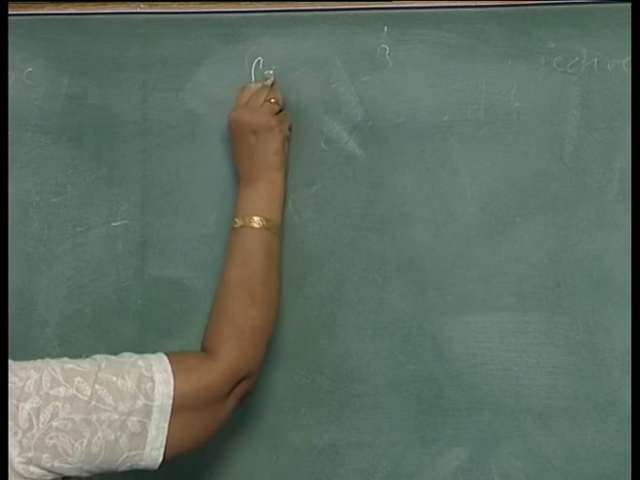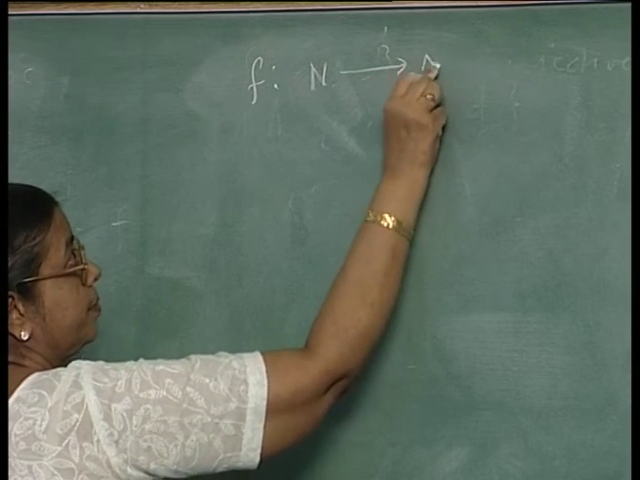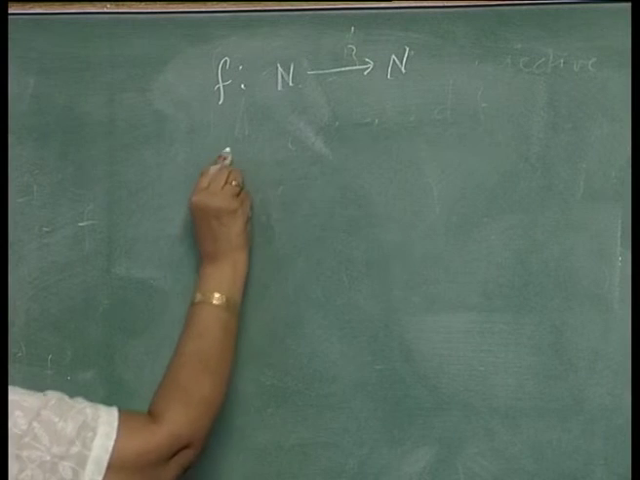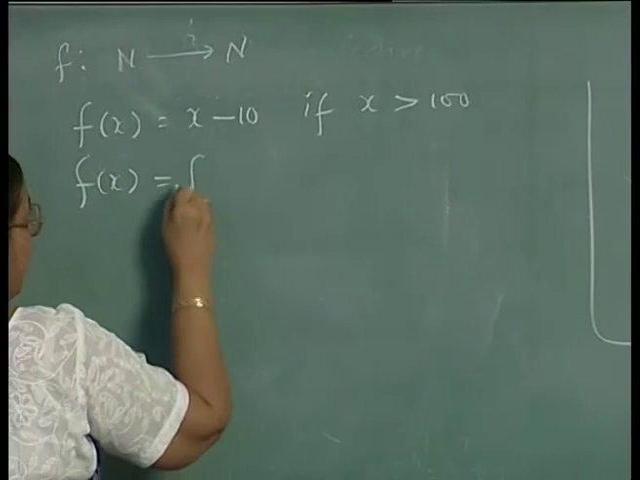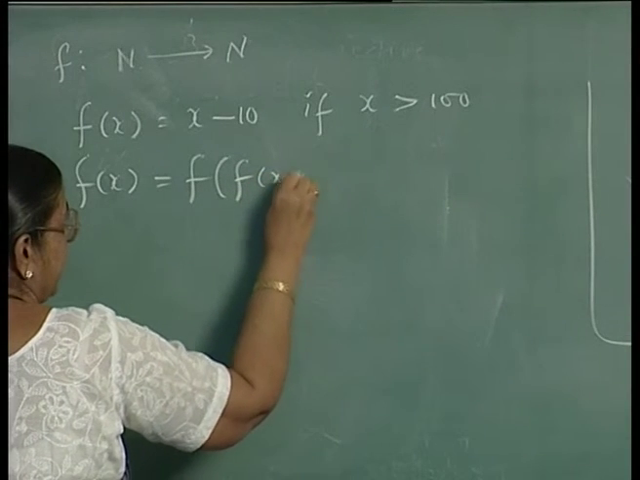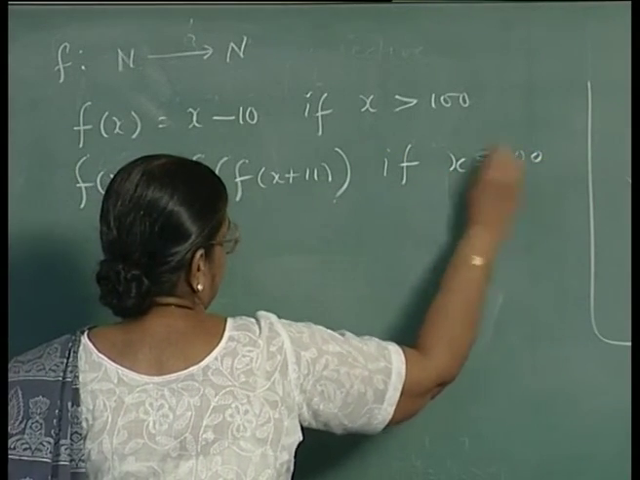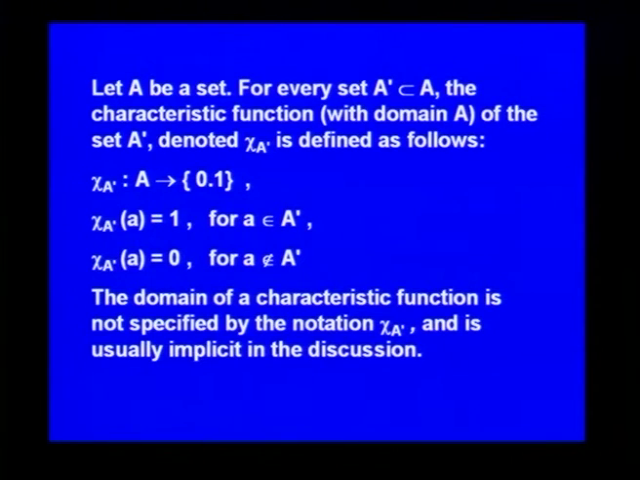Define a function f like this. It is from N to N, so, the set of non-negative integers to N, such that it is defined like this. f of x is equal to x minus 10 if x is greater than 100. f of x is equal to f of f of x plus 11 otherwise. Now, calculate f of say 98. How will you calculate this?